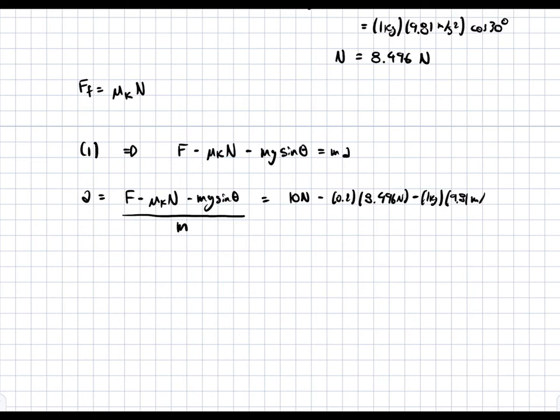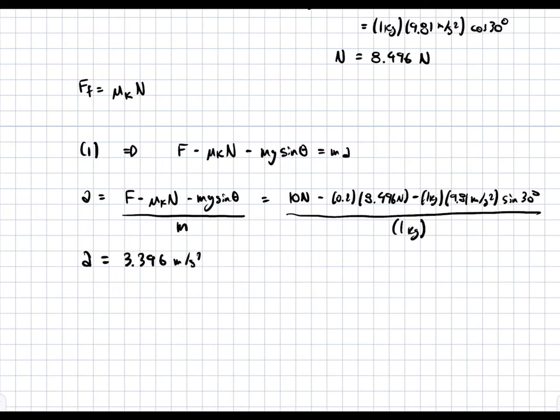81 meters per second squared times sine of 30 degrees over 1 kilogram. So we can solve for A, and get that A is equal to 3.396 meters per second squared. Okay, so this is the acceleration of the block along X.